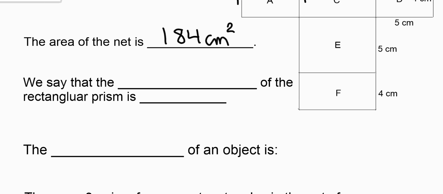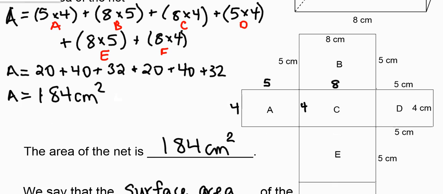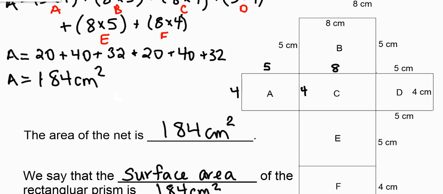So we see that the surface area of the rectangular prism is 184 centimeters squared. Because this shape was the folded down version of this, we know that this here has a surface area, or if I wanted to paint the entire outside of it, of 184, just like the unfolded version.